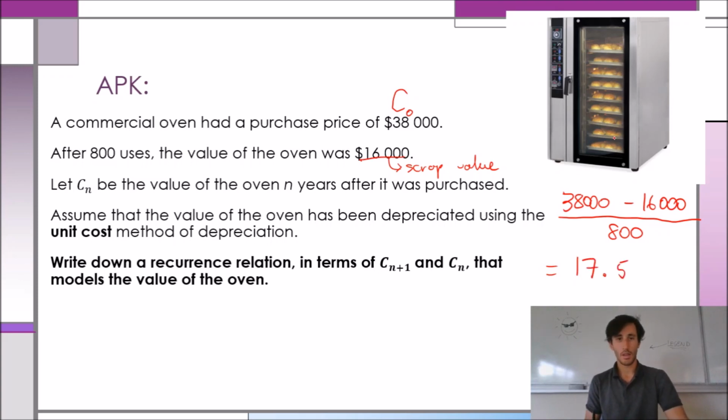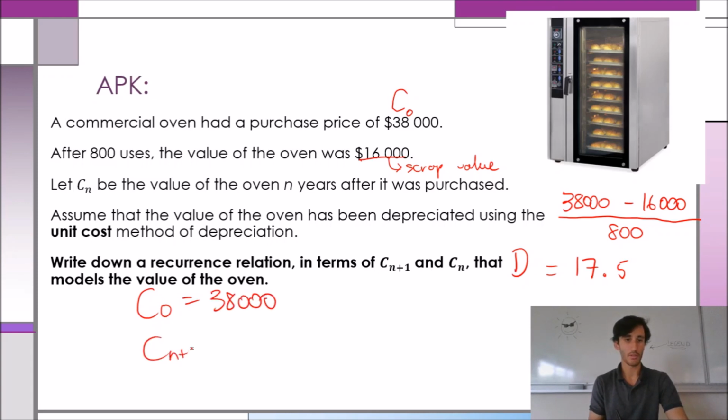So the amount that it depreciates every time you use this oven is $17.50. Cool. Let's remind ourselves that it's D. All right, so a recurrence relation. We're going to be having C0 equals 38,000, Cn plus 1 equals Cn minus 17.5. Cool? Where the oven is depreciating in value by $17.50 every time you use it.